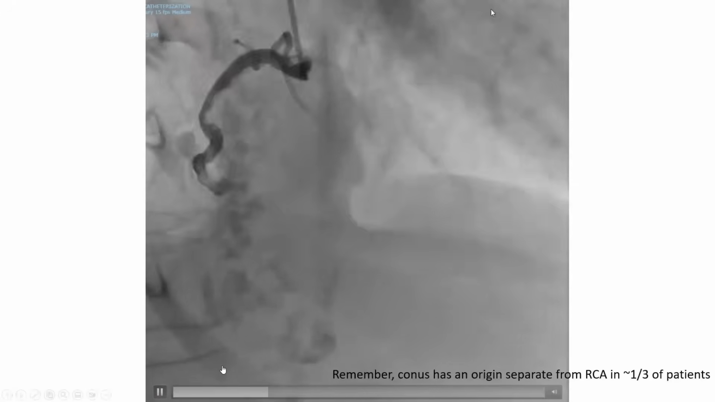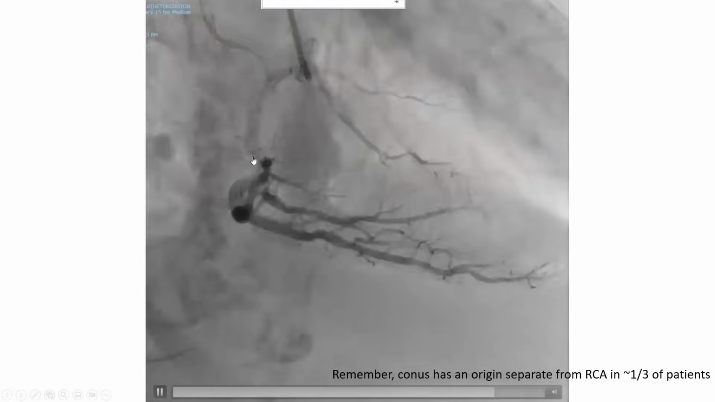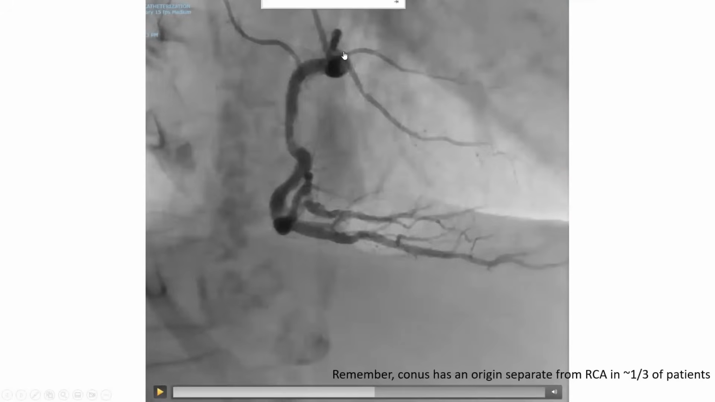And this is an AP cranial, not quite the RAO, but it does show you. This is the conus branch going to the right ventricle outflow tract. This is the sinoatrial branch. And look, this is the AV groove. Atrial branches are on this side. RV marginal branches are on that side.